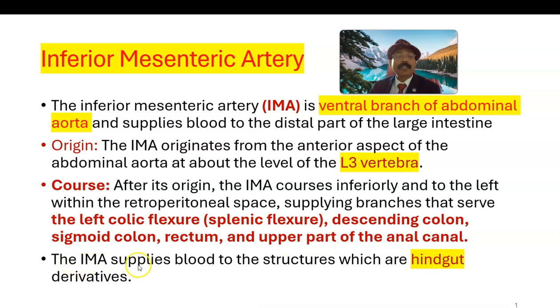The inferior mesenteric artery supplies blood to the structures which are hindgut derivatives, like the splenic flexure or left colic flexure, descending colon, sigmoid colon, rectum, and upper part of the anal canal, we can say up to the level of the pectinate line.